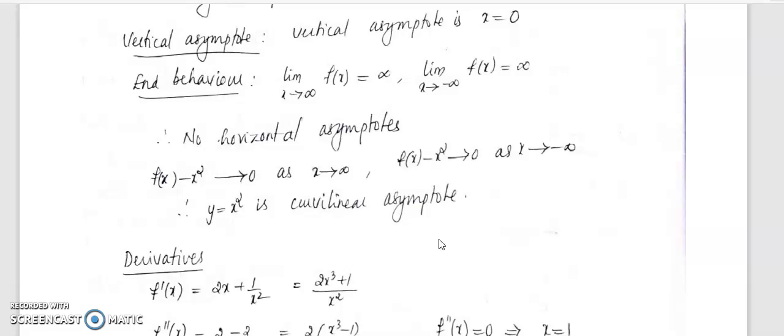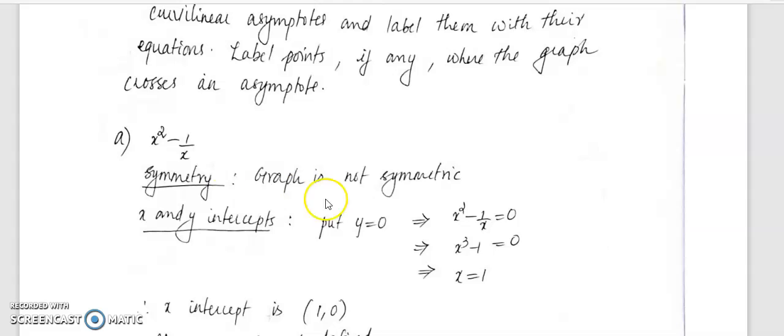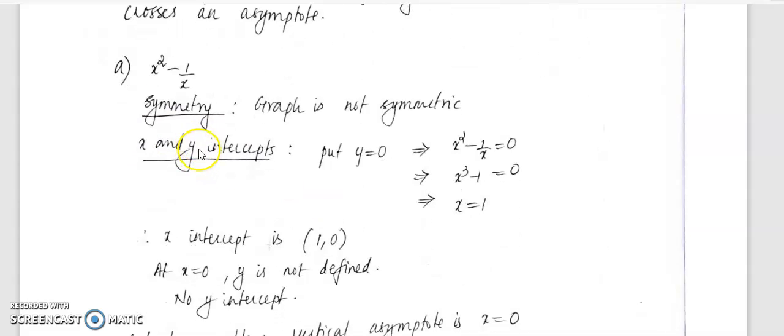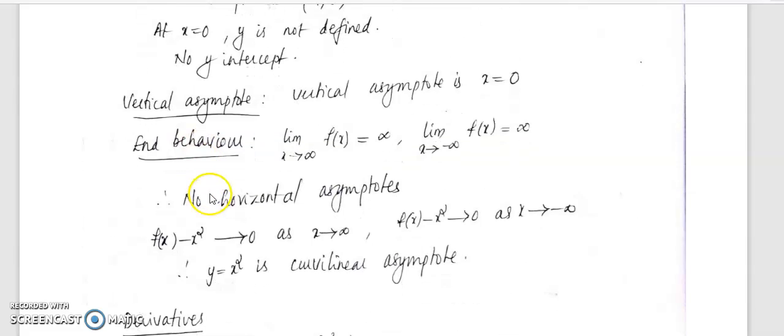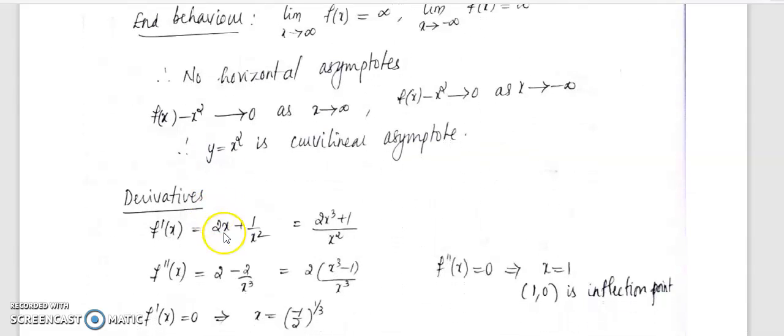And next, let us look into the derivatives. You have (x square minus 1) by x. The first derivative is 2x plus 1 by x square, and that will be equal to (2x cube plus 1) by x square. Again, the second derivative, differentiating this once more, you will get 2 minus 2 by x cube, that is 2 into (x cube minus 1) by x cube.